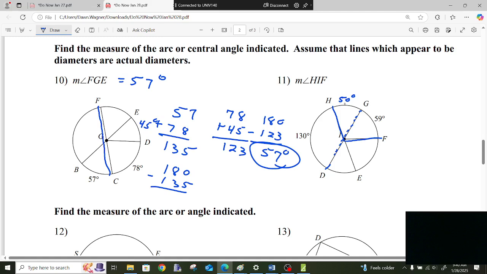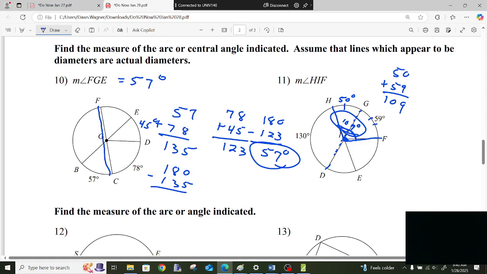Now I just add these two arcs together and that would be the same because this is a central angle. So if I add these two together, it's going to give me this whole central angle here. So 50 plus 59 is 109. So this would be 109 right here, degrees. So you had to find this missing piece and then add those two together to get that whole angle.